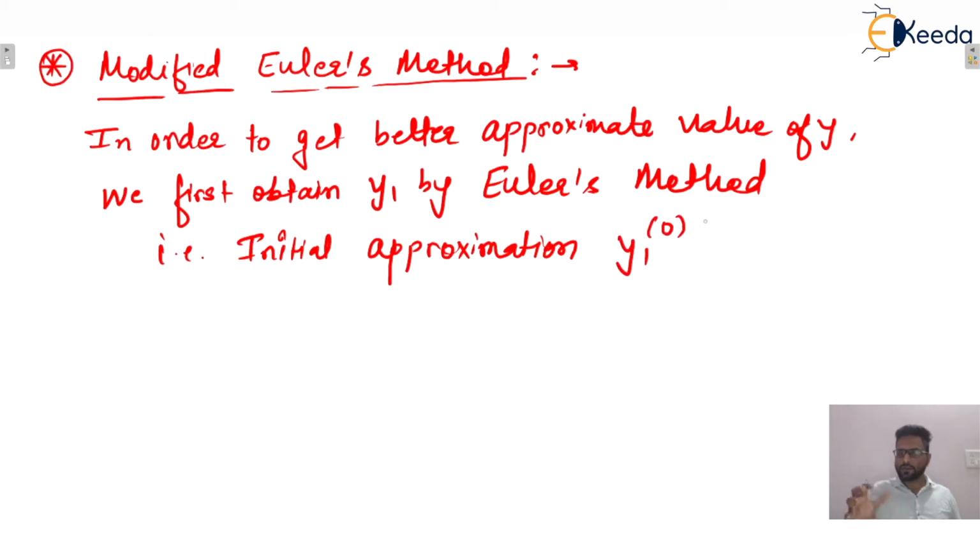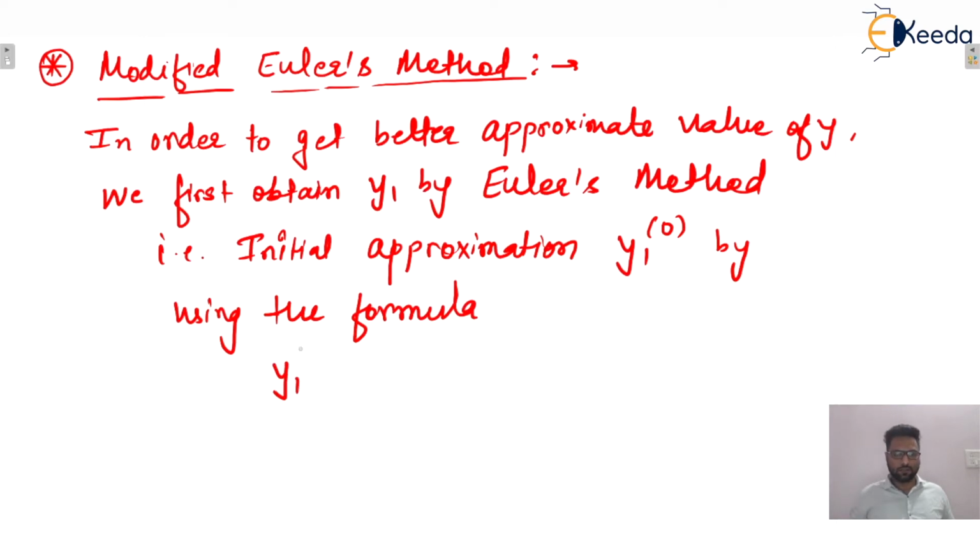So what does this 0 indicate? That is the initial approximation. By using the formula, yes, this is the standard, and this superscript 0 represents the initial approximation. So the first value of y will be obtained with the standard Euler's method. You know the formula of standard Euler's method, that is y naught plus h of f of x naught comma y naught. Yes or no? From this we will be getting y1 superscript 0. What does the 0 represent? That is the initial approximation.